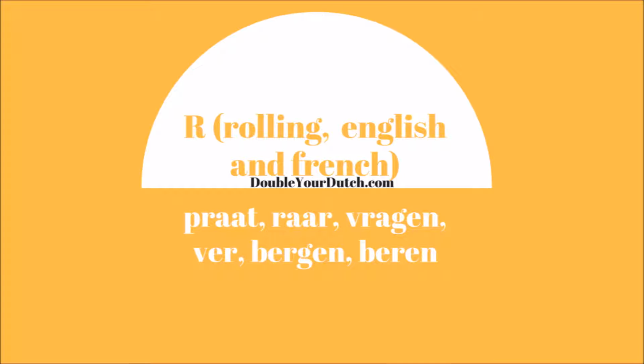You only really hear it at the end of the word, like praat would be kind of normal, but rar, praat, rar, vragen, ver. Yeah, you can tell the difference. But anyway, that's the more or less English R. And the further south you go, the more the R starts to sound a little French. So, praat, raar, vragen, ver, bergen, beren. It sounds kind of French-ish. Well, it makes sense. If you go to the south, you will end up in France. So you have basically three ways to say it, but the standard would be the rolling R. Praat, raar, vragen, ver, bergen, beren. Rolling R would be the most common.